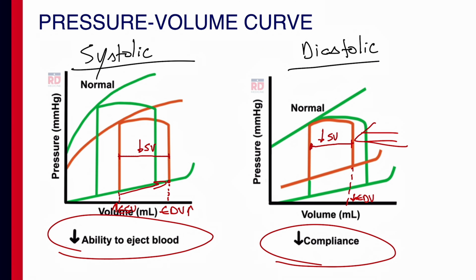So bottom line is, in systolic heart failure, the ventricle is weak, it can't empty well, the curve shifts to the right, working with more volume, even though the stroke volume will be low. In diastolic heart failure, the ventricle is stiff, it can't fill well, so the curve is shifted to the left, and although the contractility is good, is normal, because the amount of blood is lower, the stroke volume will still be lower, okay? In both cases, you end up with reduced stroke volume, but for different reasons.